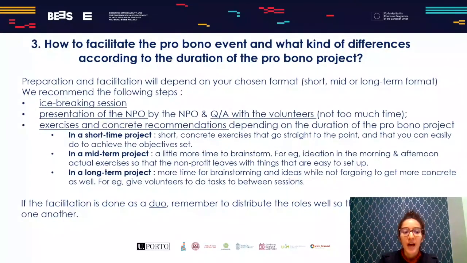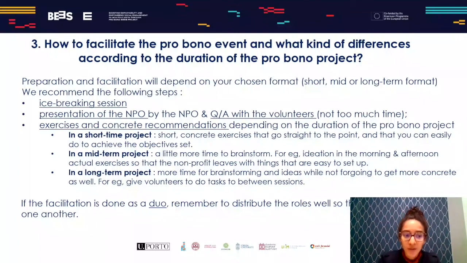So, third question, how to facilitate the pro bono meeting and what kind of differences according to the duration of the pro bono project? Depending on whether you chose a short, mid, or long-term format, the preparation and facilitation will be different. We recommend always starting with an ice-breaking session so that participants get to know each other in a fun way. Then let the nonprofit introduce themselves, and organize a question and answer session with the volunteers. However, depending on the chosen format, this should not take too much time.